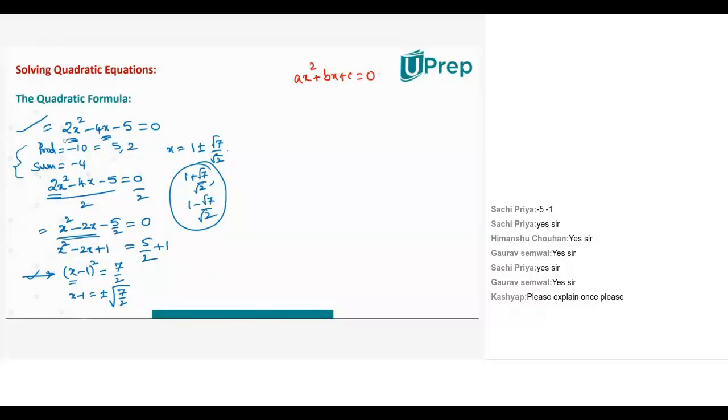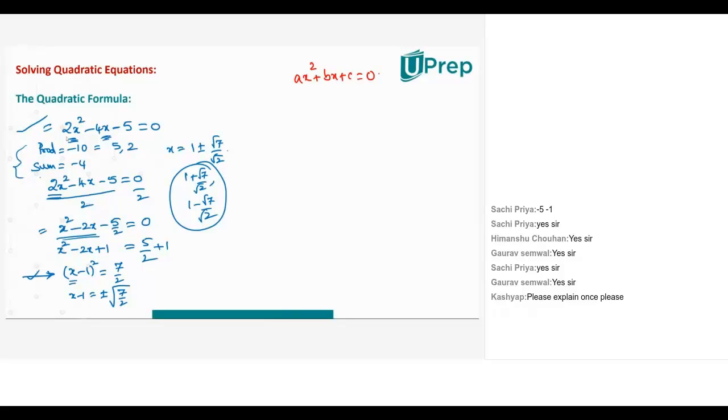Now, the aim of this particular formulation that we are trying to derive is that the coefficient of x square must be 1. It cannot be 2, 3, or any other number. It should always be 1. But in the equation, it is not 1, it is 2. So how do I make it 1?